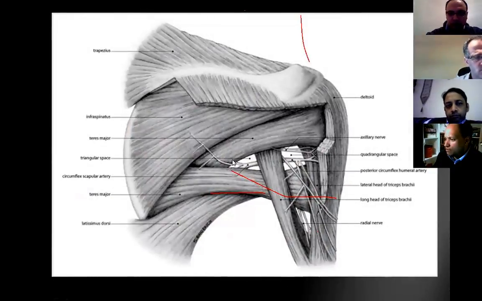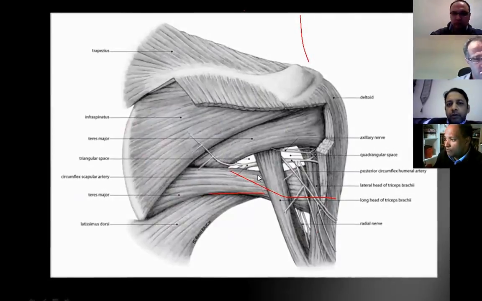So here's a nice picture. We've got our triangular space, our quadrangular space, and our triangular interval. They do love this because it's quite easy to get these all confused.